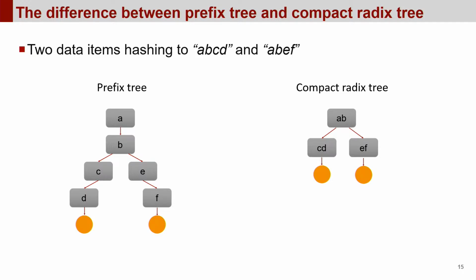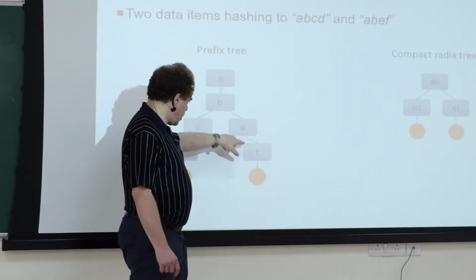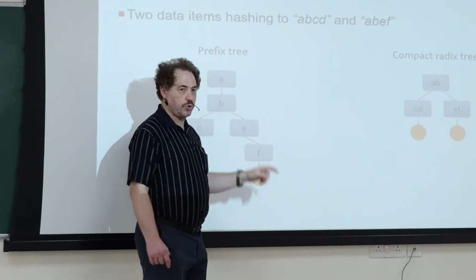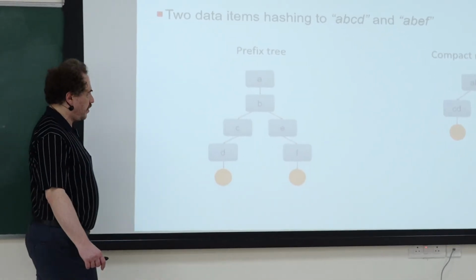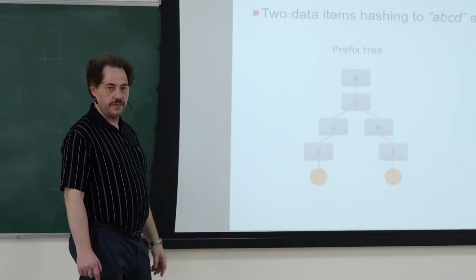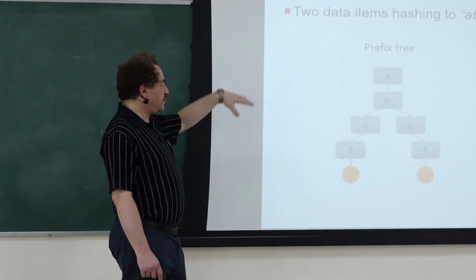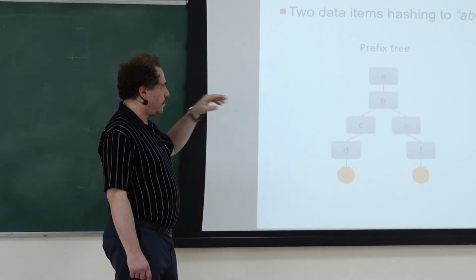In a prefix tree, we'll be building a tree based on those values. So ABCD, and then in the leaf we'll store the item which hashes to ABCD. And then ABEF, and in the leaf we'll store the item which hashes to ABEF. Okay? So this is how the prefix tree would look.